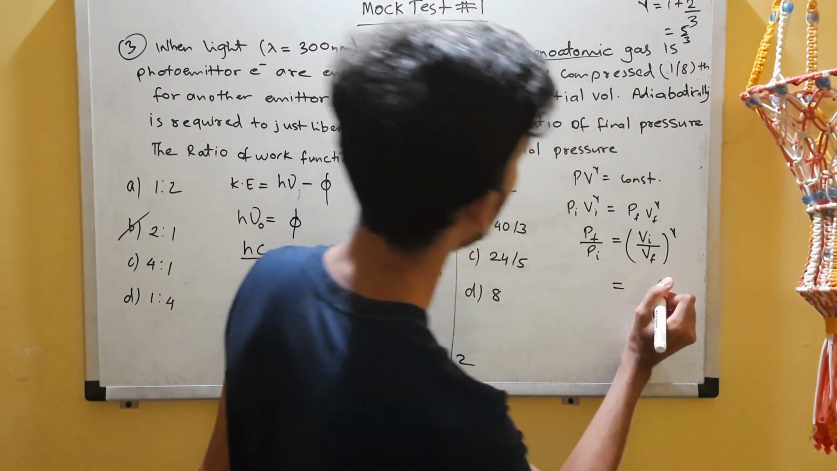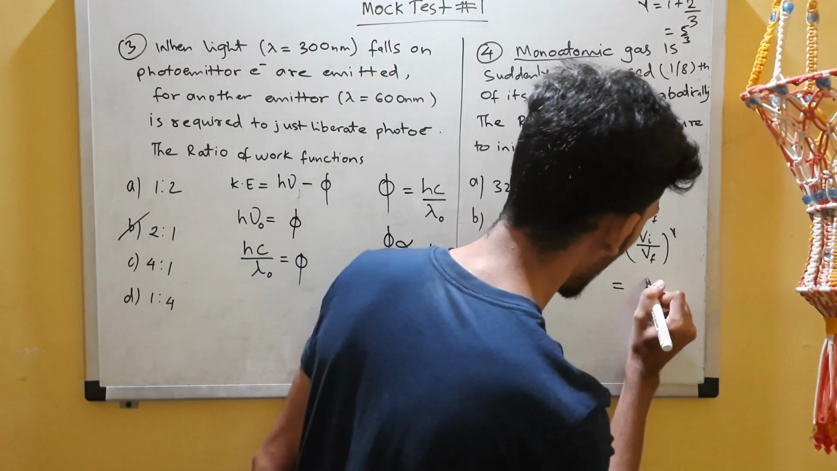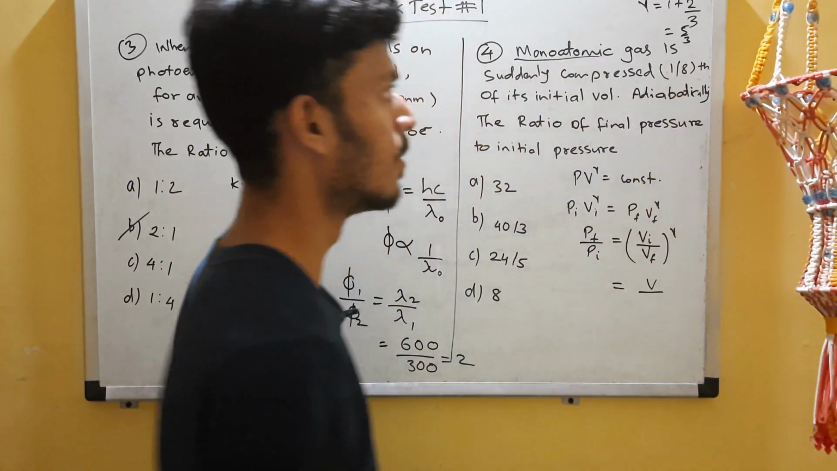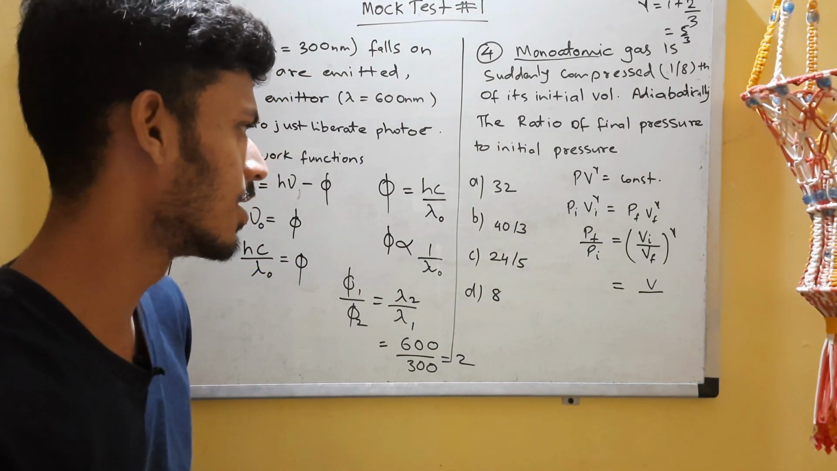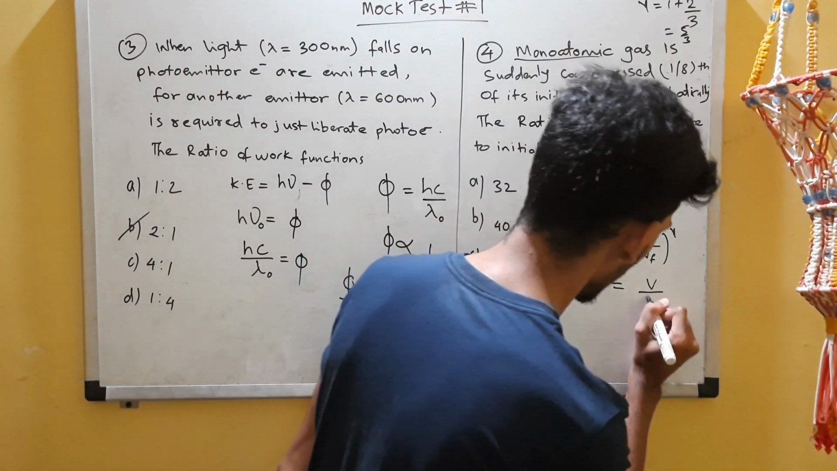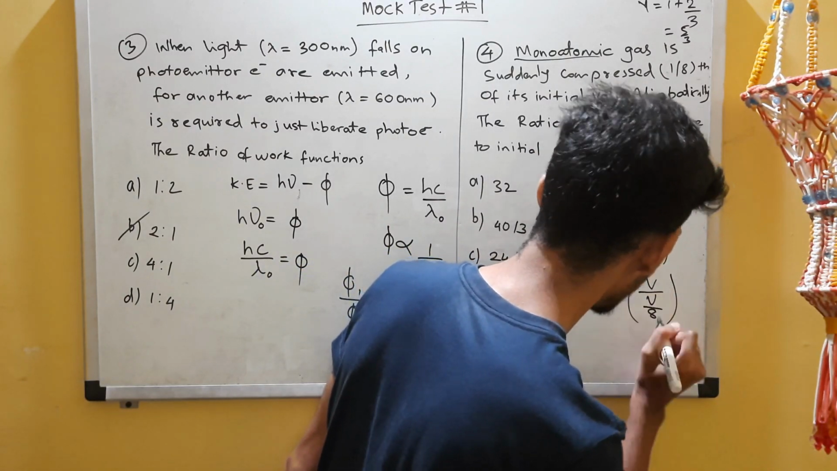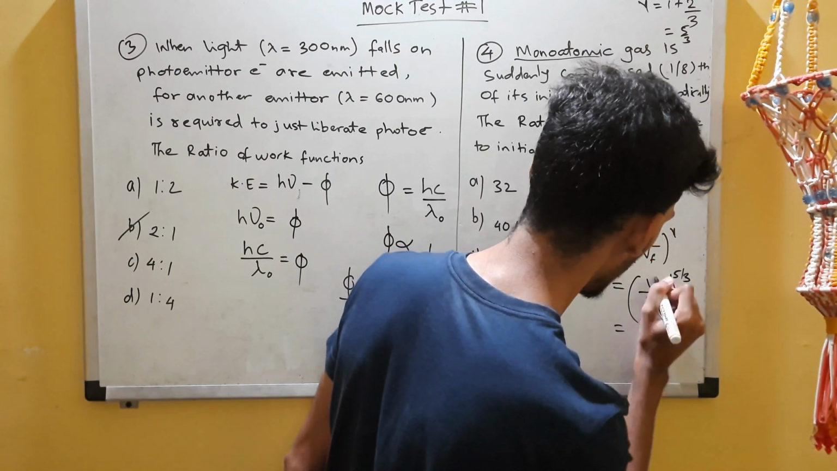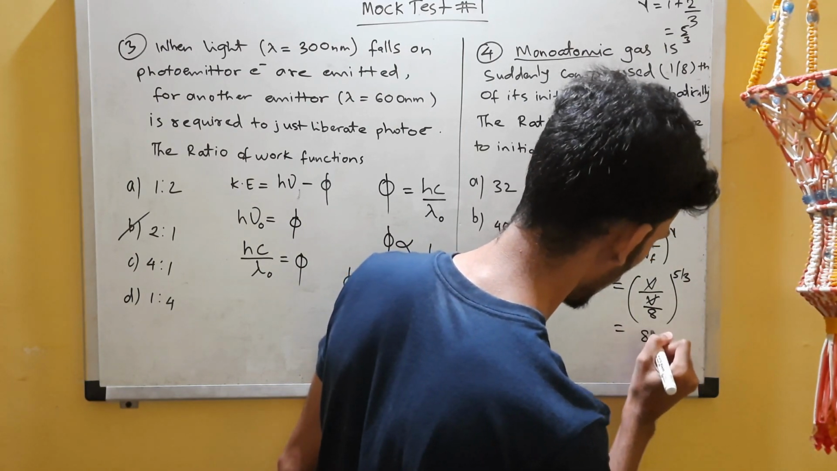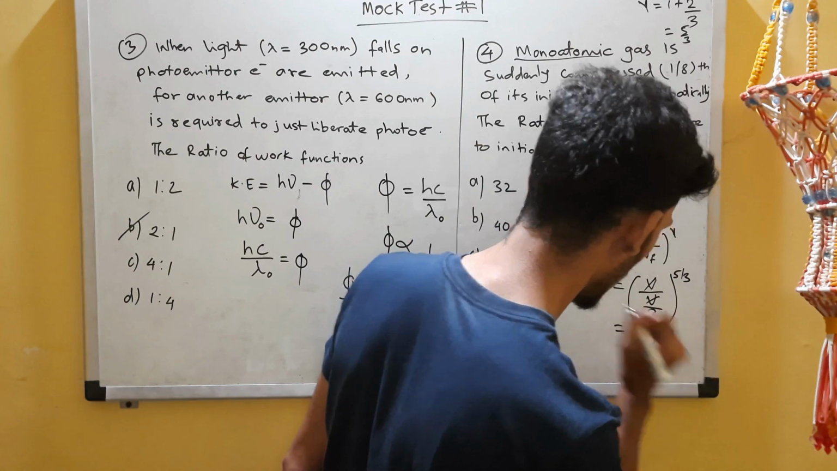So suppose we consider the initial volume as V, then final volume is 1/8 of the initial volume, so it is V by 8, and this is raised to gamma. Gamma is 5 by 3 for monoatomic gas. V cancels, 8 goes on top, and it is 8 raised to 5 by 3. Oh my god, what is this?